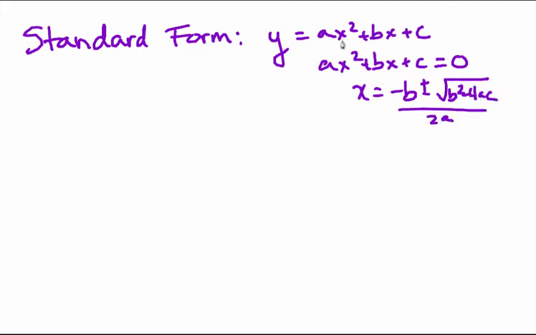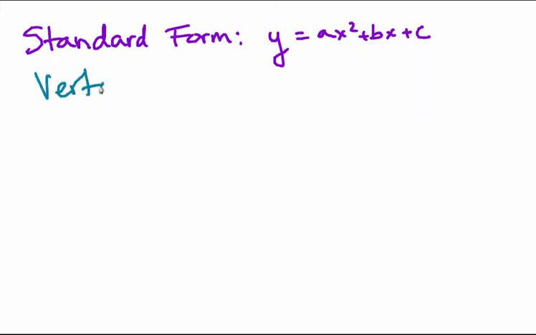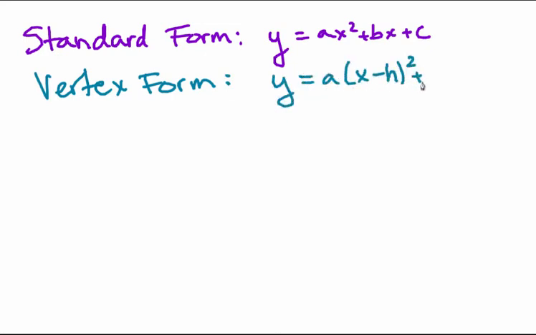Right? These a, b, and c's come from the original ax squared plus bx plus c equation in standard form. And the form we just looked at was vertex form. That one says y equals a times the quantity x minus h squared plus k. Remember, that one's important because h comma k is the vertex.